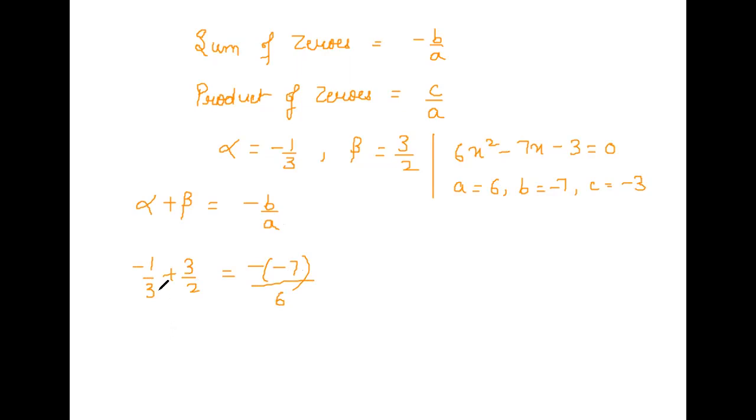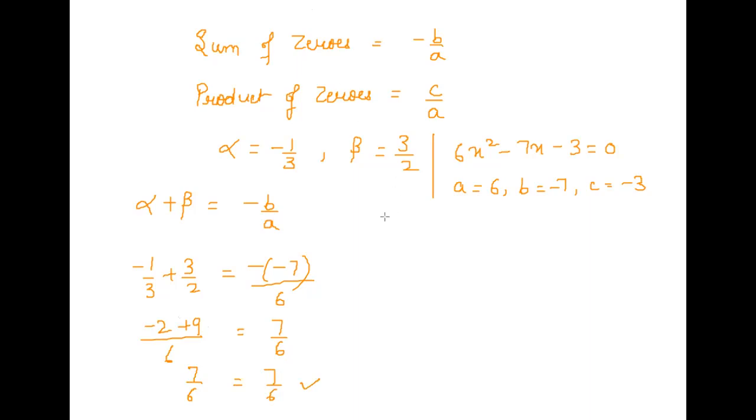So when I verify, firstly solving the left side, after taking the LCM, it will be 6 here, and negative of 2 plus 9. This should equal, here the negative negatives cancel out, 7 upon 6 only. And when solving it, it will be 9 minus 2, again 7 upon 6 is equal to 7 upon 6. So we can see that the relation is verified here.